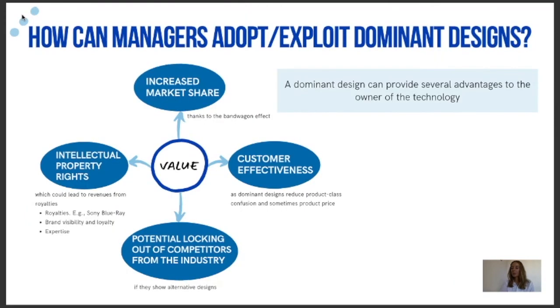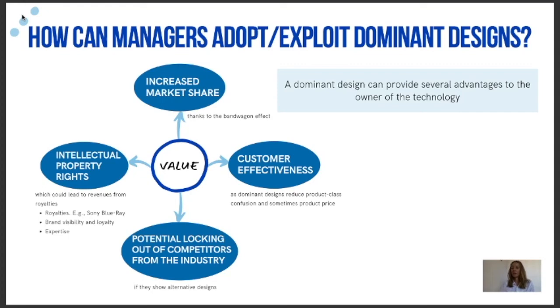So once a firm has won the war, this brings us to the question, how can managers adopt or exploit a dominant design? Well, first of all, a dominant design can provide several advantages to the owner of the technology. So it permits the firm to design standardized and interchangeable parts and to optimize organization and processes for volume and efficiency, as well as more stable and reliable relations with suppliers, vendors, and customers.